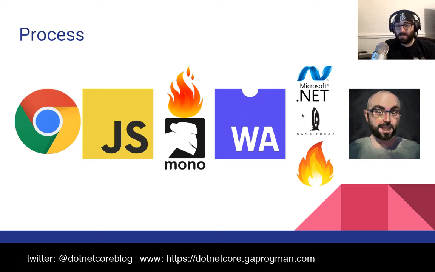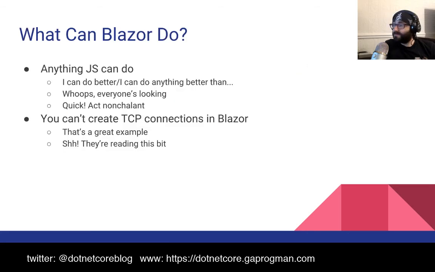Everything that your application wants to do, it needs to be able to do it in JavaScript. That's why if JavaScript can't do it, your application can't do it. So TCP connections cannot be done. Other things that .NET can do that JavaScript can't do cannot be done. There's an extensive list. If you're not sure whether it can be done, don't do it.